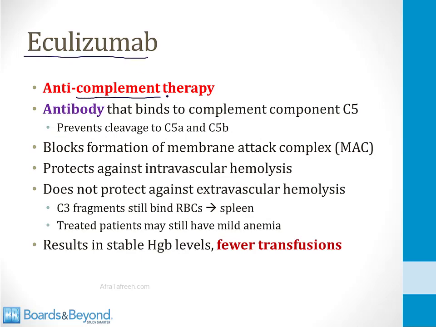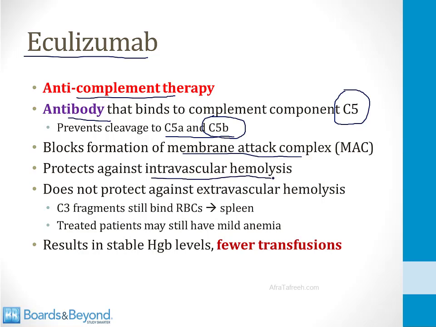eculizumab, which is an anti-complement therapy. Eculizumab is an antibody that binds to complement component C5, and it prevents C5 from splitting into C5a and C5b. And if you've watched the module in the immunology section on the complement system, you know that C5b is important for forming the membrane attack complex, which lyses cells. So this antibody will protect against intravascular hemolysis by the complement system.